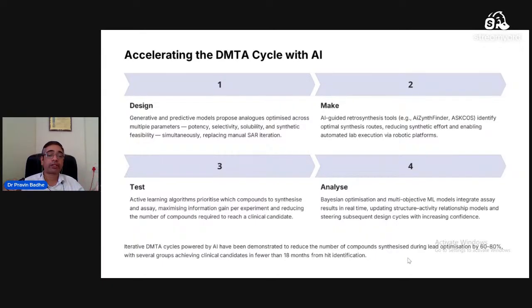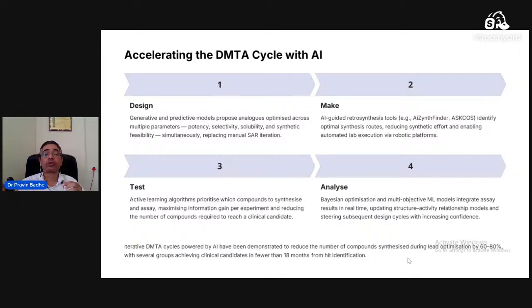So you will actively learn the algorithm prioritization, which will help to understand which compound should actually be synthesized, and then it will be taken into the experiment, and this will actually help in reducing the numbers which are required. So this is the third.